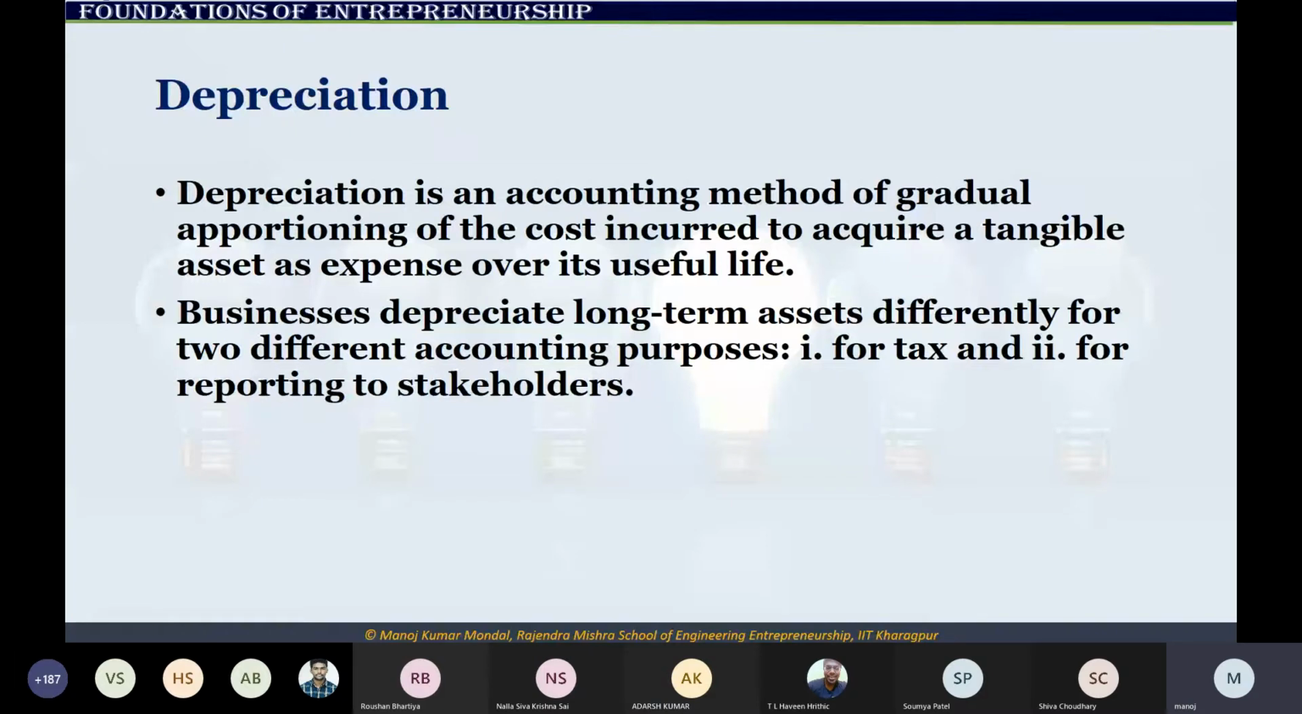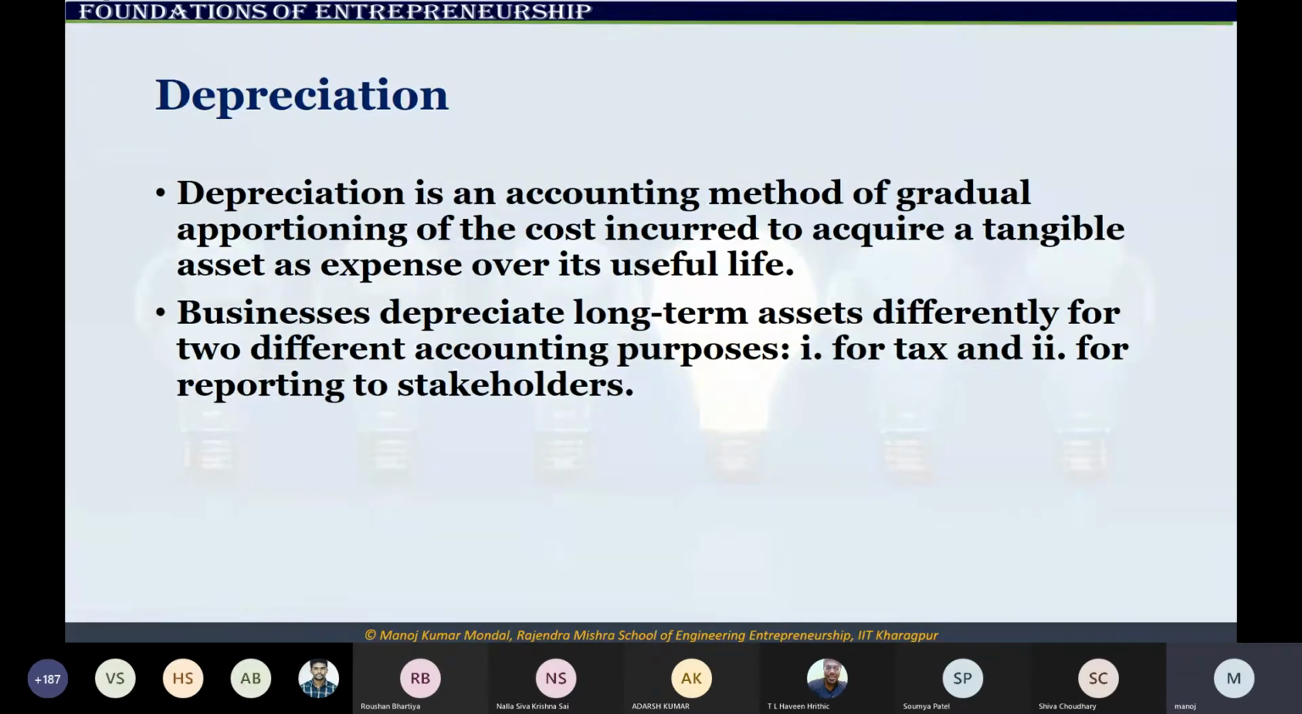Now this is the definition of depreciation. Depreciation is nothing but apportioning of the total cost of an asset over a period of time. You buy the asset spending money, but then you cannot charge the entire cost in a particular year as expense. Anything that you buy, you have to charge to the profit and loss account to recover the money.